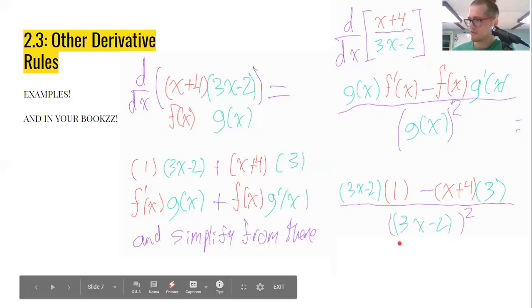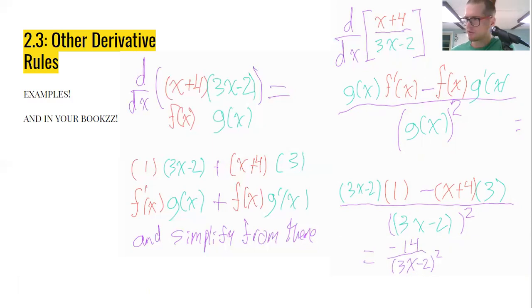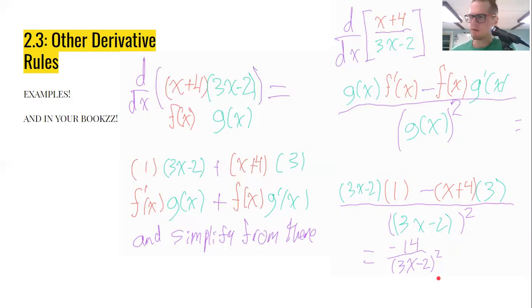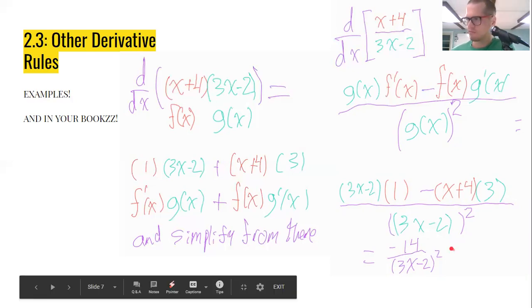This one can be simplified as well. And I simplified this one for you just because, you know, once in a while I'm a nice guy and like to enable you a little bit. So I get negative 14 over 3x minus 2 squared. I generally try not to multiply out things like this unless something's not simplifying, just because this seems slicker and more elegant to me. So that's why I choose to leave it that way.